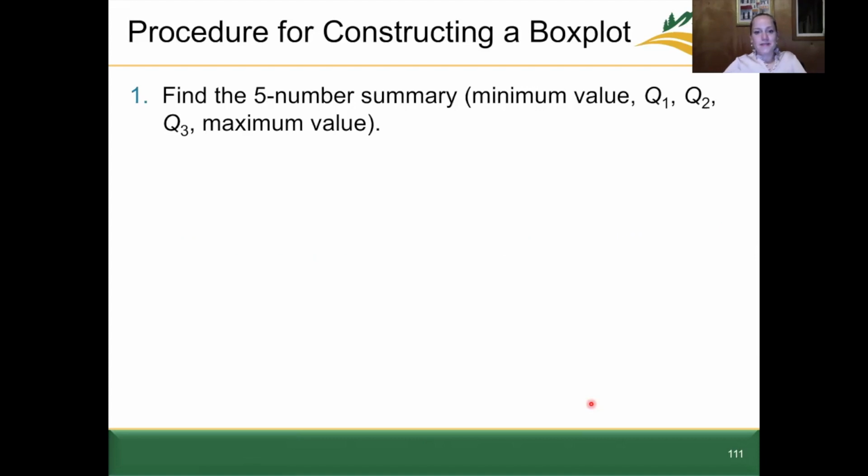Number 1, we're going to find that 5-number summary that we just did: the minimum value, Q1, Q2, Q3, and the maximum value.